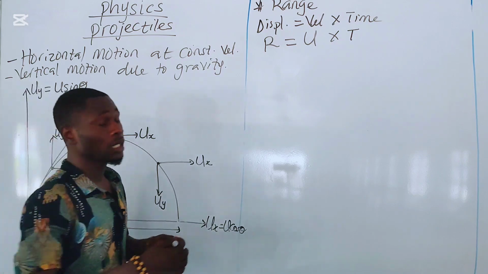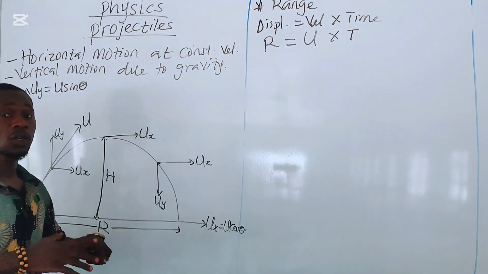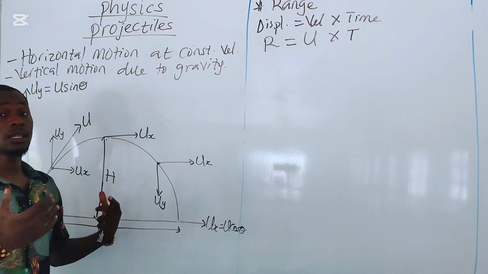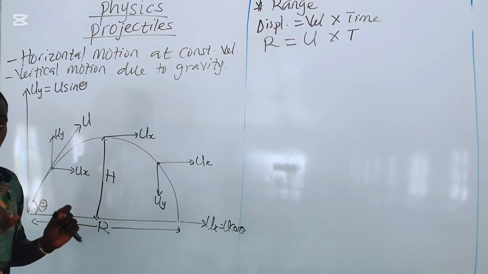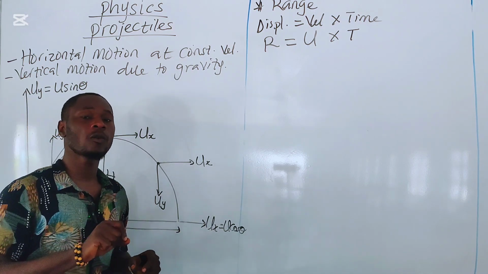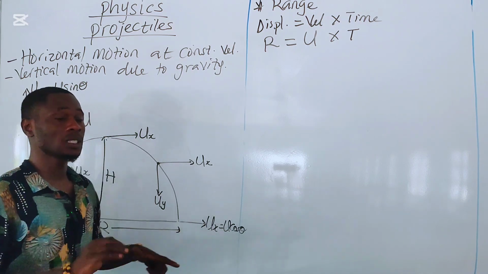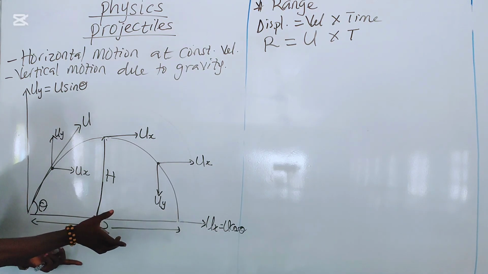Okay, but then the velocity of the body has two components, which are the horizontal component and the vertical component. So which of the components are we using? We are using the horizontal component because it is only the horizontal component that affects the horizontal distance moved by the projectile.